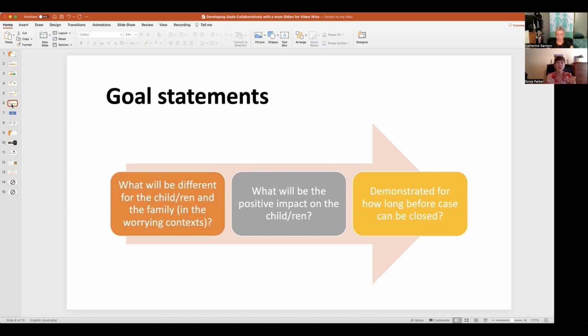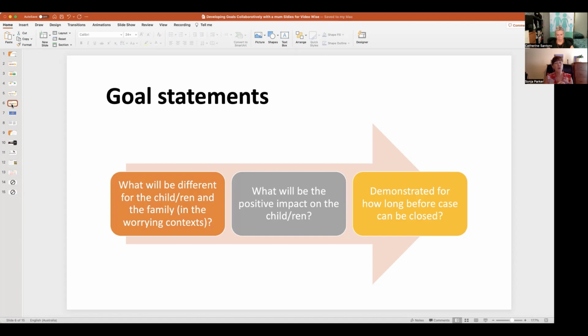Now, the formula is not meant to be prescriptive. The formula is meant to be a guide to help you think about what I want to make sure is contained within a goal statement. So the first part that we try and articulate within the goals is what would be different for the children and family. So what would we be seeing in terms of safety and protection within those worrying contexts, in relation to the danger, for example, or in relation to high risk situations.